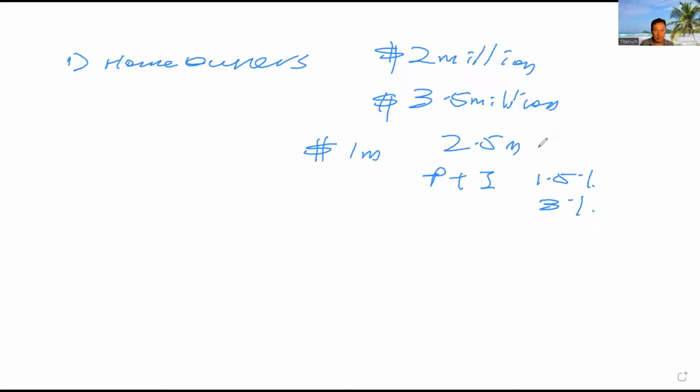Let alone amortization, 2.5 million times the differential of 1.5%, you're actually paying 37,500 extra in interest. Just on interest alone, divide by 12, that is 3,125 more per month if the interest rate goes from 1.5 to 3.